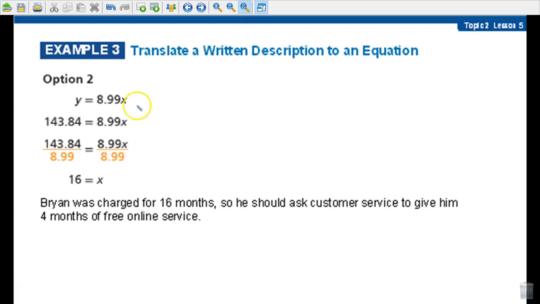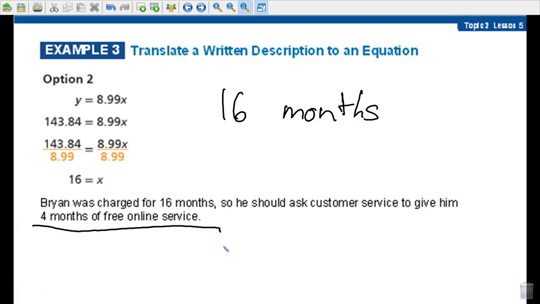Or the other option, he can find out what x is by dividing. He puts the amount he paid and divides it by the amount he pays monthly. And he finds out that it was 16 months of service he paid for. That's how much they charged him. So he says, either you give me my money back, or after the year is up, you give me 4 extra months of service, because I really paid for 16 months, not 12. So I get my money back or I get 4 months of free online service, even though it's not really free because he already paid for it.